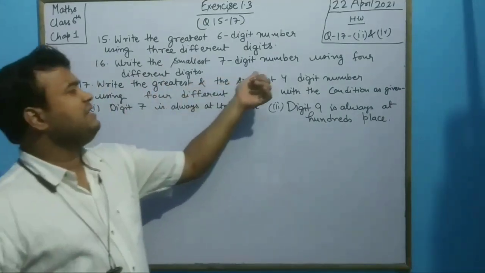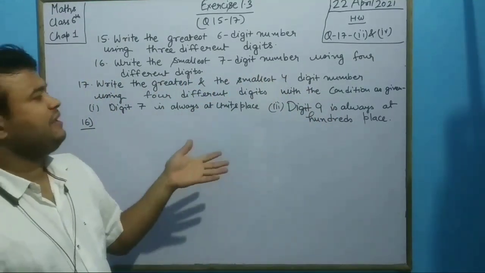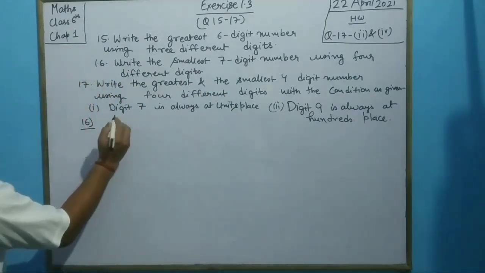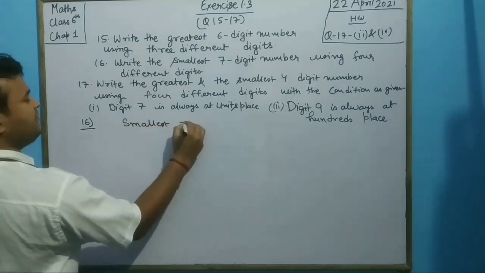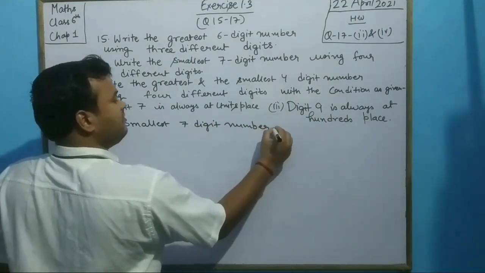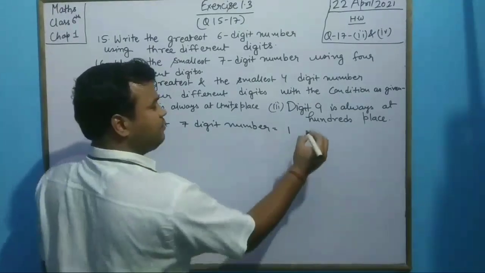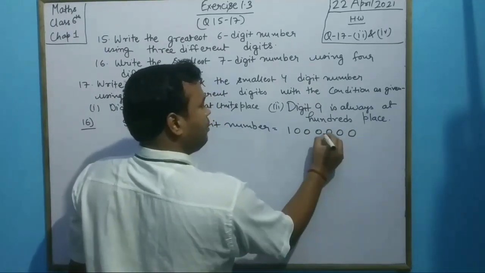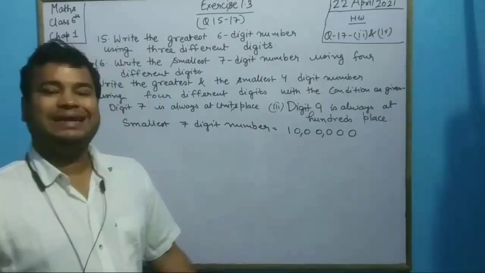Write the smallest 7-digit number using 4 different digits. Okay, we have to write the smallest 7-digit number using 4 different digits. So let us first write the smallest 7-digit number. That is 1 and 6 zeros after that. In the Indian system, I have placed the commas. Okay. This is 10 lakh.